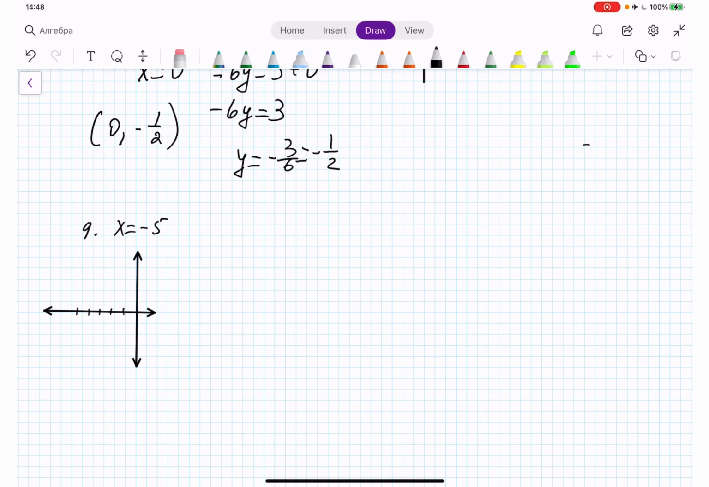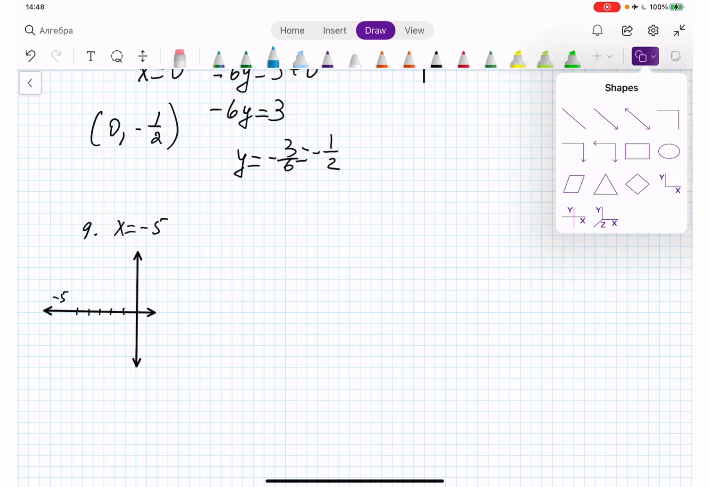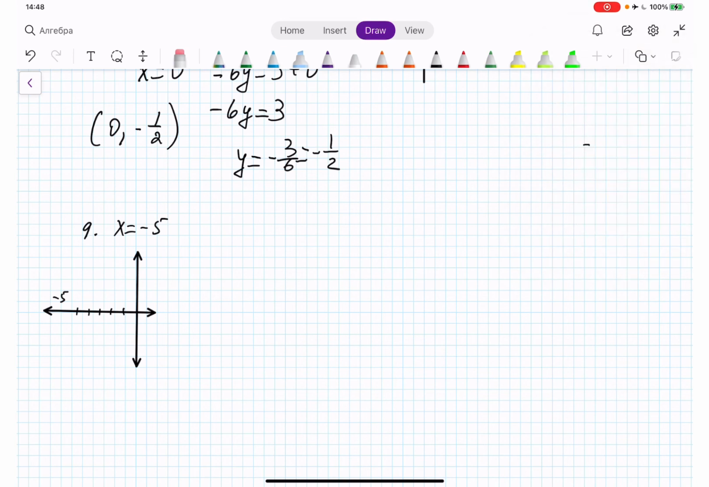When we have x equal to negative 5, that means we don't have any y, which means the graph will never cross y. It runs parallel to y. This is our graph. X is equal to negative 5.